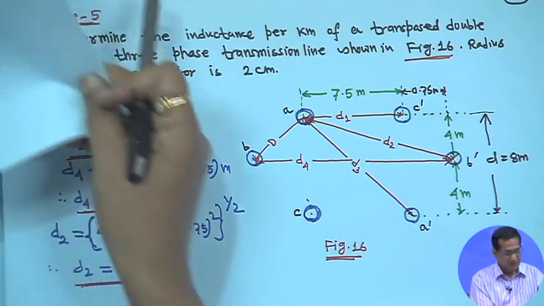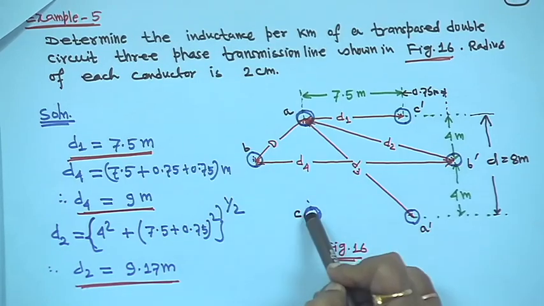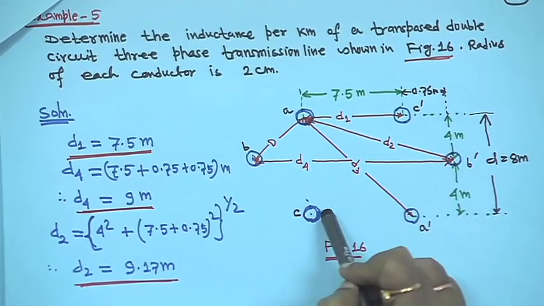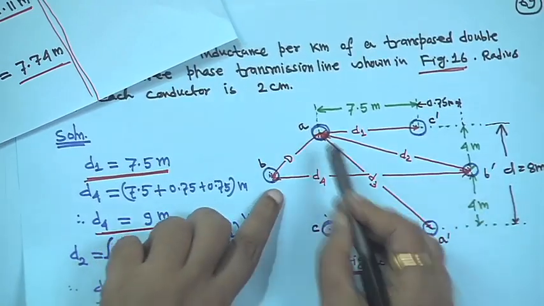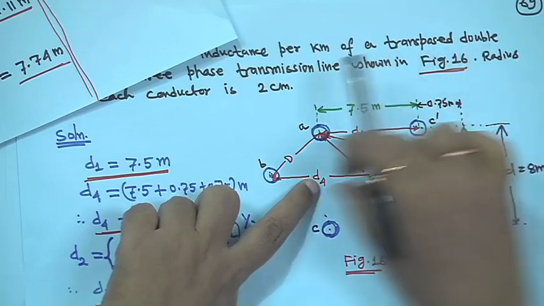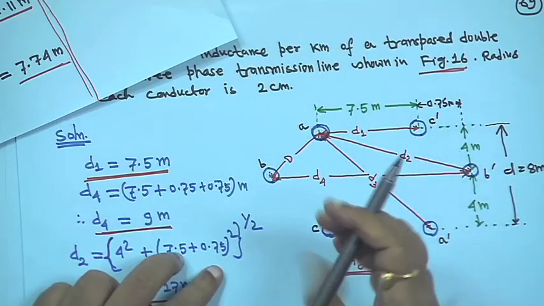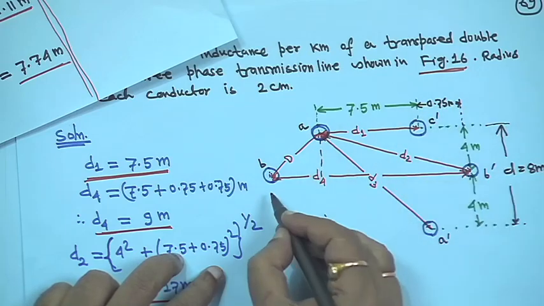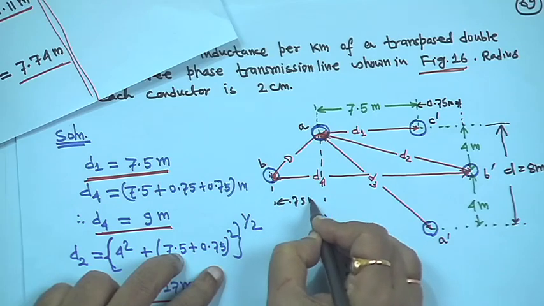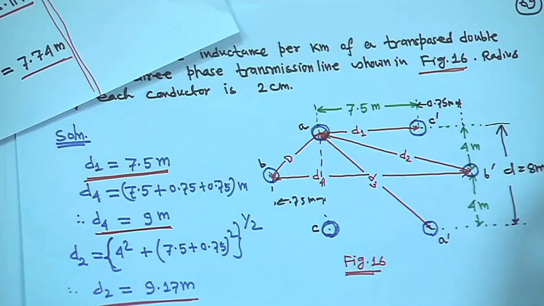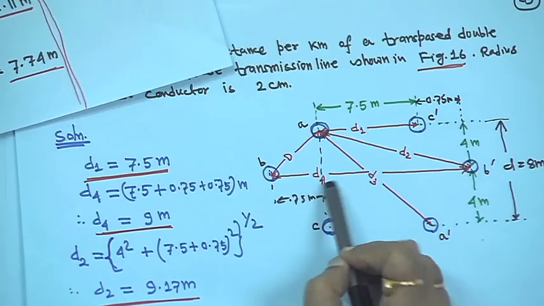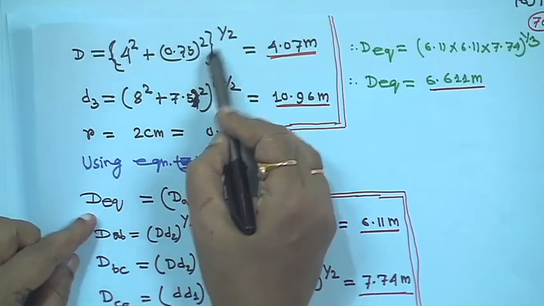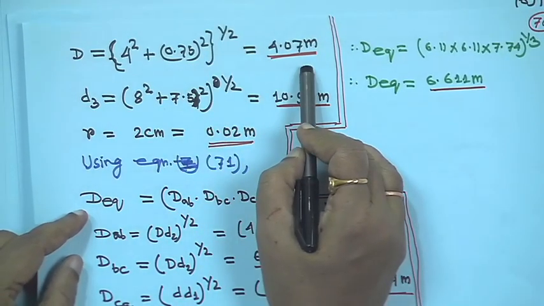Then you have to find out another distance, the d, this distance, this is symmetrical. So, AB or C dash B or BC or A dash B dash, all these distances are the same, symmetrical. So, you have to find out d. If you make it like this, this height is 4, and this side is 0.75, this is also 0.75 meter, right. So, d is equal to 4 square plus 0.75 square to the power half, that square root is equal to 4.07 meter, right.